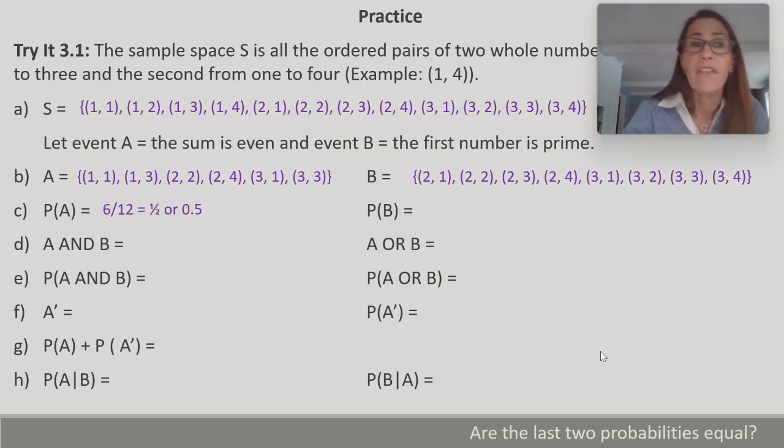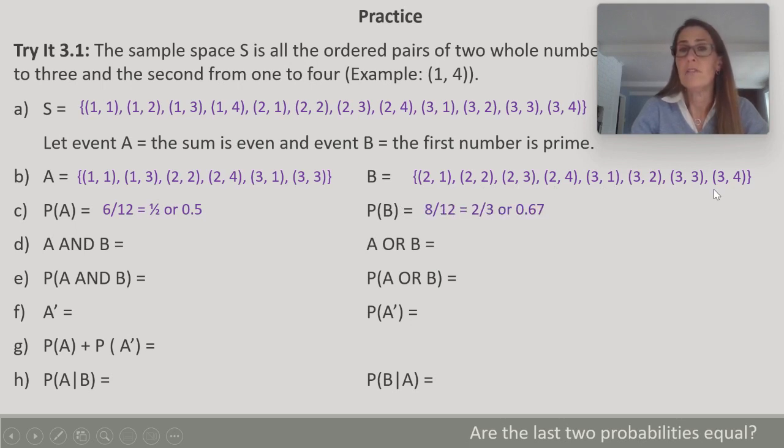So the probability of A, if you see how many outcomes are in A, 1, 2, 3, 4, 5, 6. There's 6 out of the total 12 outcomes in our sample space. So the probability is 6 over 12, or 1/2, or 0.5. For B, we have 1, 2, 3, 4, 5, 6, 7, 8. So it's going to be 8 out of 12, which reduces to 2/3, or 0.67.